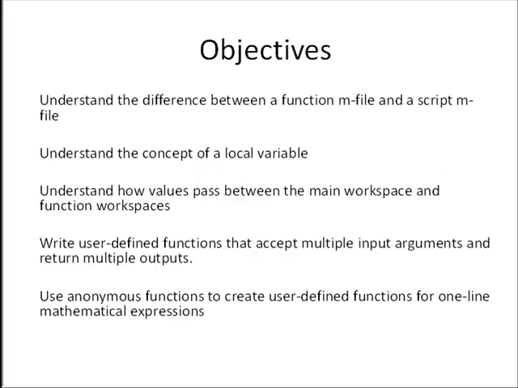Our objectives in this video are to understand the difference between a function M file and a script M file. Remember, a script M file was what we covered last week. We want to understand the concept of a local variable and why this is a useful way of doing things. We want to understand how values pass between the main workspace and function workspaces. That'll make more sense as we get into the video a little deeper.